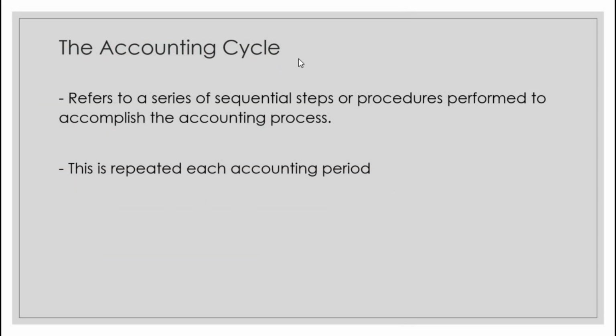Now let us discuss first the accounting cycle. So what is this accounting cycle? This refers to a series of sequential steps or procedures performed to accomplish the accounting process. This is repeated each accounting period. Usually, an accounting period would last 1 year. So if you are following calendar year, that would mean that this accounting cycle will run from January 1 until December 31. So that is 12 months or 1 year.